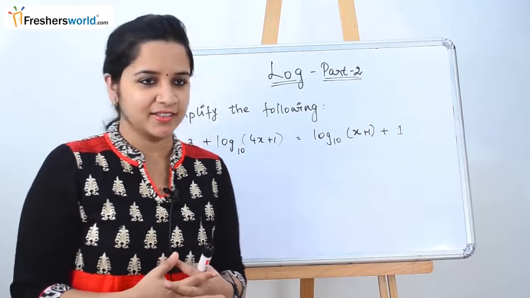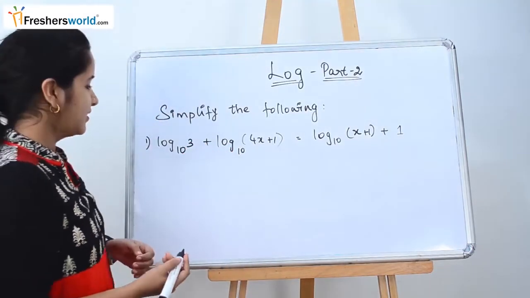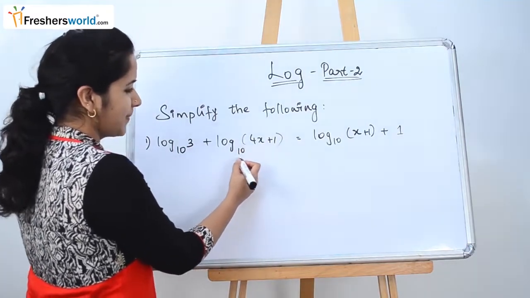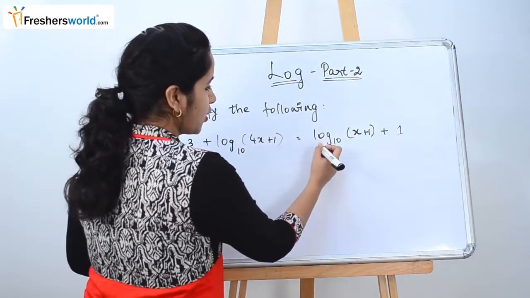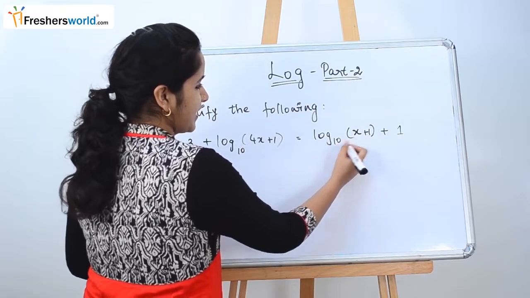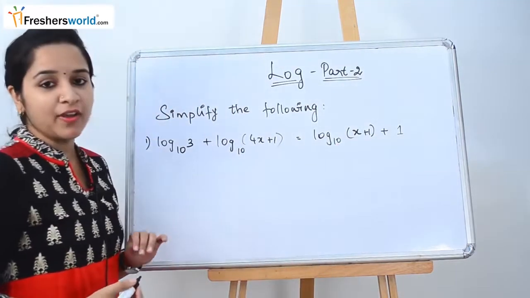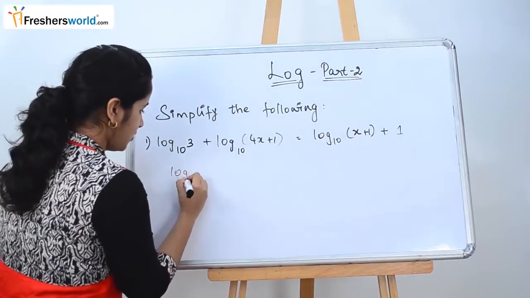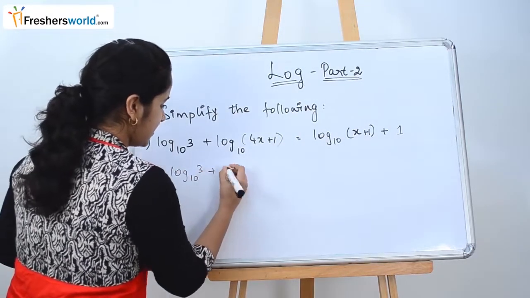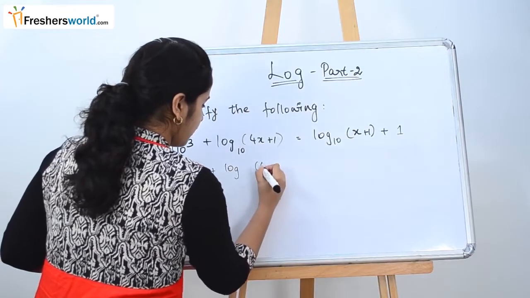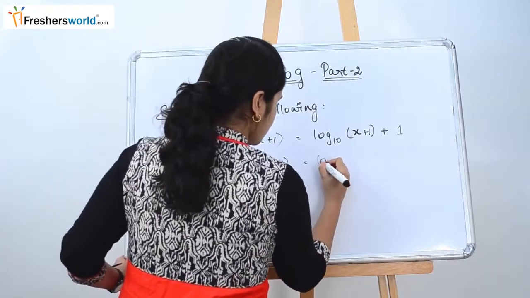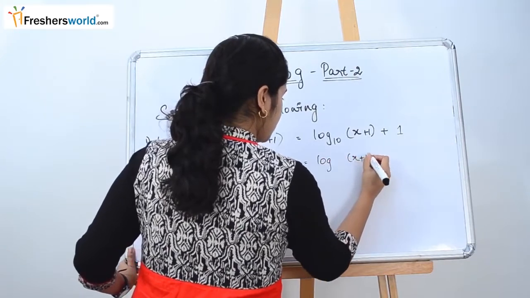So let's get started. The question that they have given is log 3 to the base 10 plus log 4x plus 1 to the base 10 is equal to log x plus 1 to the base 10 plus 1. Here we have to find the value of x. So let's see how we can do it. Log 3 to the base 10 plus log 4x plus 1 to the base 10 is equal to log x plus 1 to the base 10.